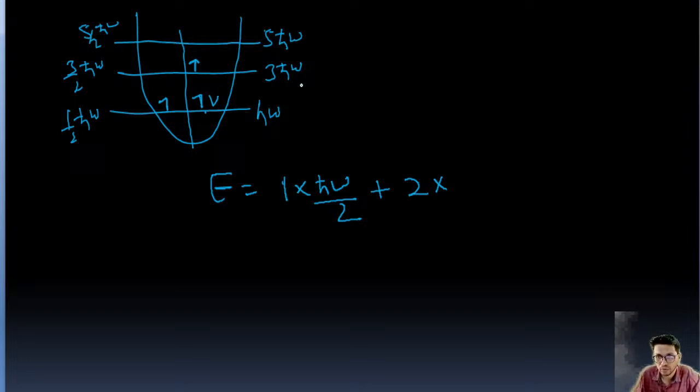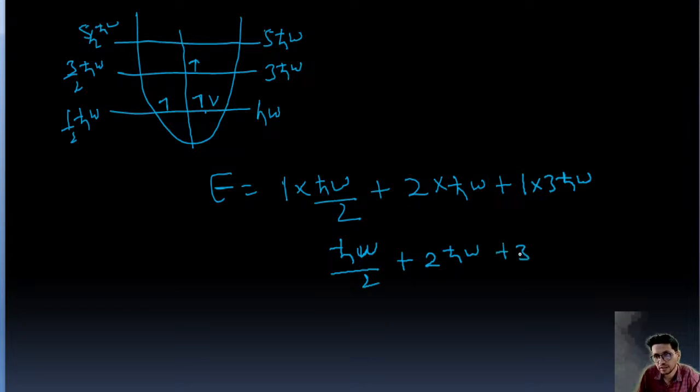So according to the Pauli exclusion principle, this is going to be 2 into ħω plus 1 into 3ħω. Now it is going to be ħω/2 plus 2ħω plus 3ħω. If we add it, it is going to be 11/2 ħω, that is 5.5 ħω. Okay, this is now the fourth option.